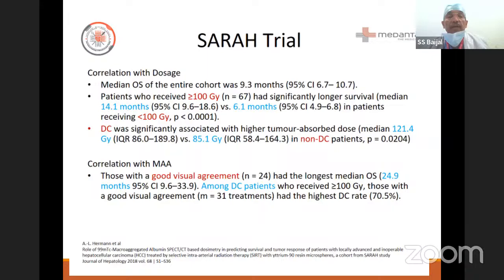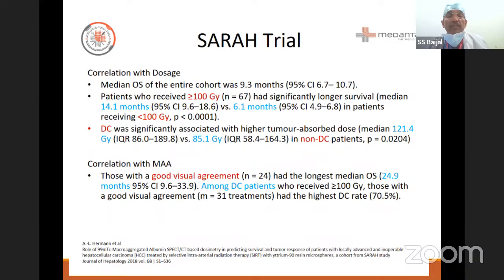It is also seen that if the planning of Y90 was replicated in the therapy of Y90, then certainly the outcomes would be far better compared to when there was discordance, which unfortunately was present in a large number of those patients.